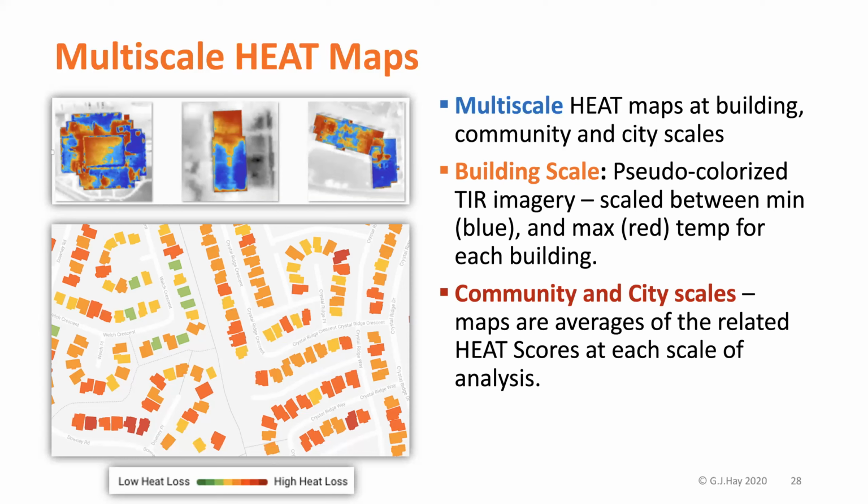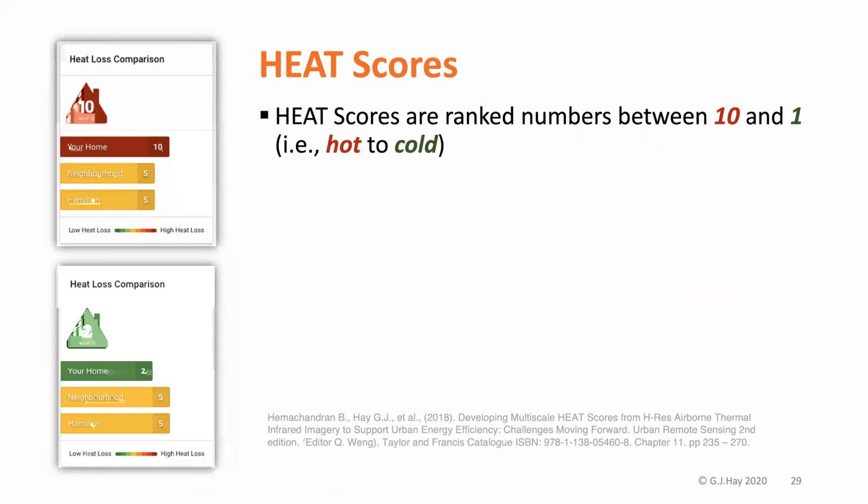And so now we can take individual houses, we can look at those houses and we can look at the information for the individual houses, and we can then create heat scores that can then be put back onto the individuals as well as onto the community. So what's a heat score? Heat scores are ranked numbers between 10 and 1 from hot to cool.